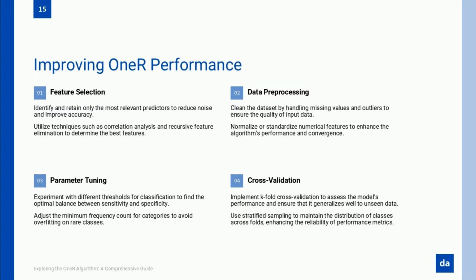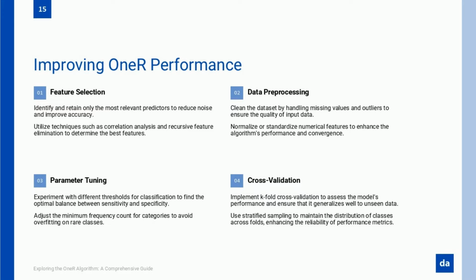Data preprocessing is another crucial factor. Cleaning the dataset by handling missing values and removing outliers helps prevent bias in frequency tables. Normalizing or standardizing numerical features can also improve the algorithm's ability to generate more meaningful rules. Since OneR relies on categorical data, encoding continuous variables into discrete bins can sometimes enhance interpretability while maintaining classification accuracy.